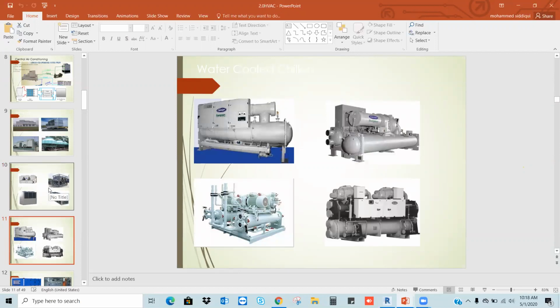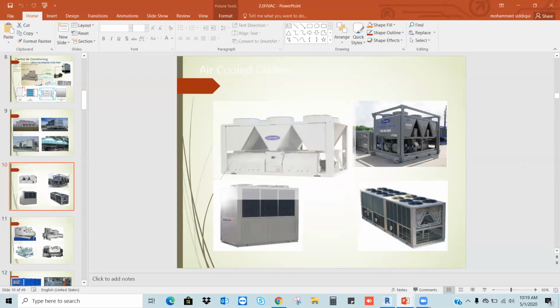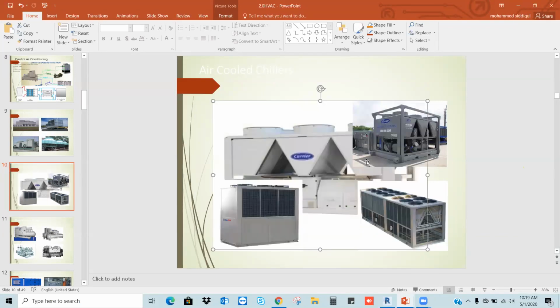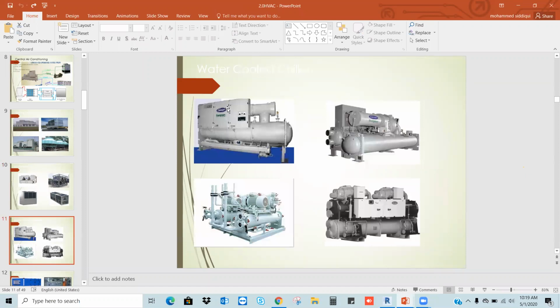Let's say my HVAC design consultant has told me to use an air cooled Carrier chiller with a given capacity. What I do is collect the catalog from Carrier and create the family as it is, like this. Any kind of cooling tower or chiller works the same way. Let's say my consultant has told me to use a water cooled chiller. I will collect the water cooled catalogs, create the family, and place it in the project.